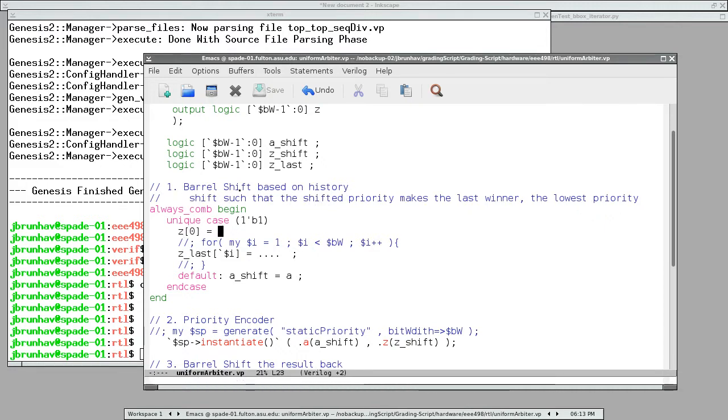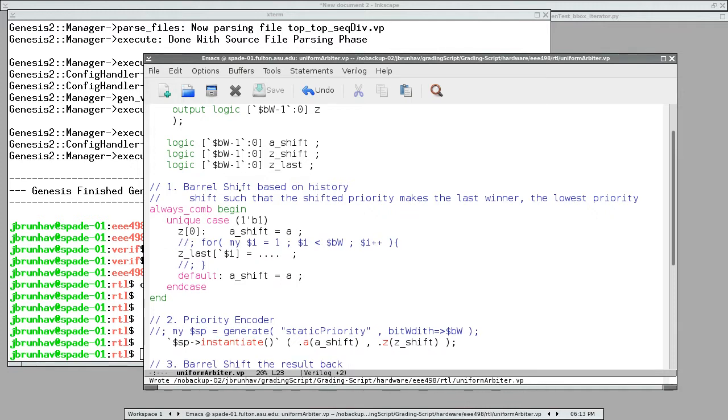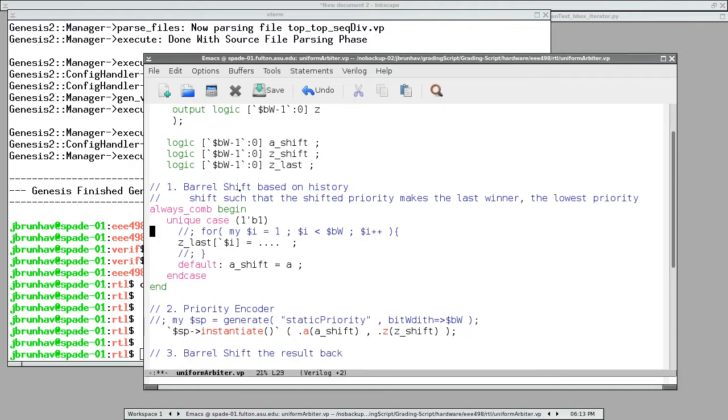So if it's z[0], then we're just going to say that a_shift equals a. So since that's captured in the default case, we can just ignore that. So this is z equals last z[0], or all zeros. Cool.